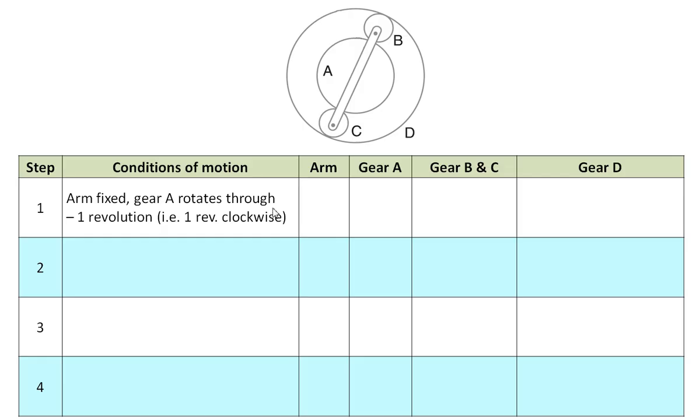Now as per our first assumption, arm is fixed, gear A rotates through -1 revolution. So here we are assuming that gear A rotates with clockwise rotation, therefore we have a minus sign for that. So we have arm fixed, therefore it is equal to 0. Further gear A -1.